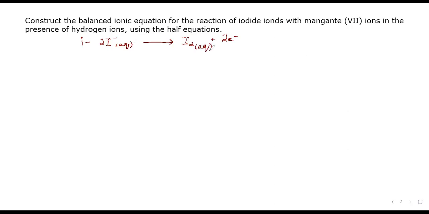Over here, what is happening to the iodide ions? Are they being oxidized or are they being reduced? The question is about iodide ions, not iodine, which means I need to take a look over here. Is the iodide ion losing electrons or gaining electrons? If you take a look, you can clearly see that it is losing electrons. The iodine is gaining electrons. The iodide ion is losing electrons. So it's being oxidized.